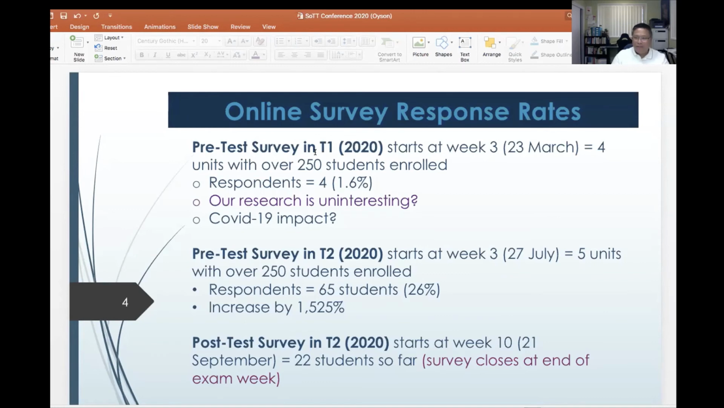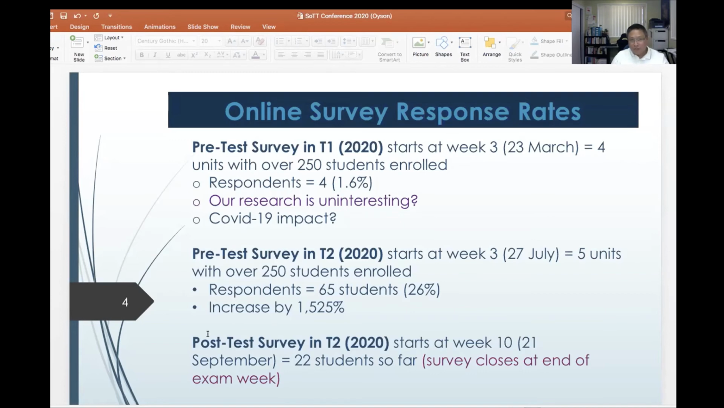What changed? Notably, COVID-19 was still there, but we don't think it was because of COVID-19. It was because of the strategies we implemented in term 2 that we think got students to engage more with the surveys as well as being involved in the research project.